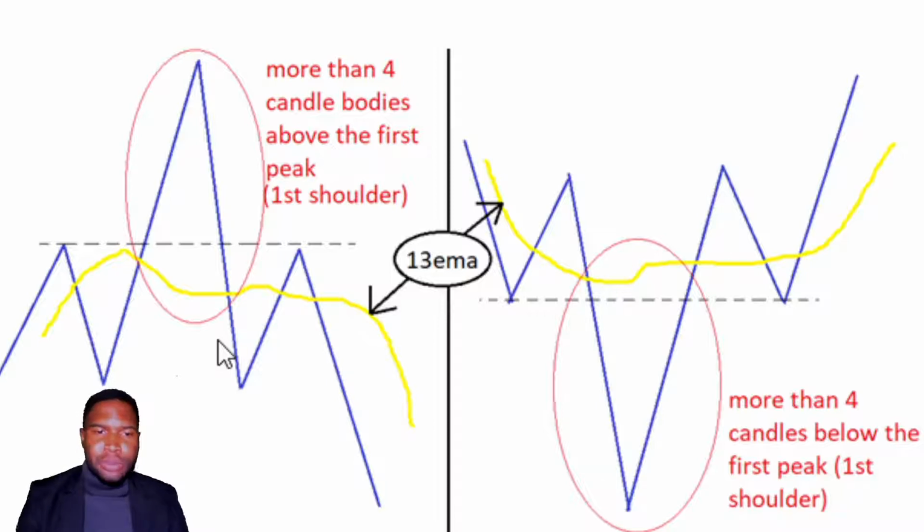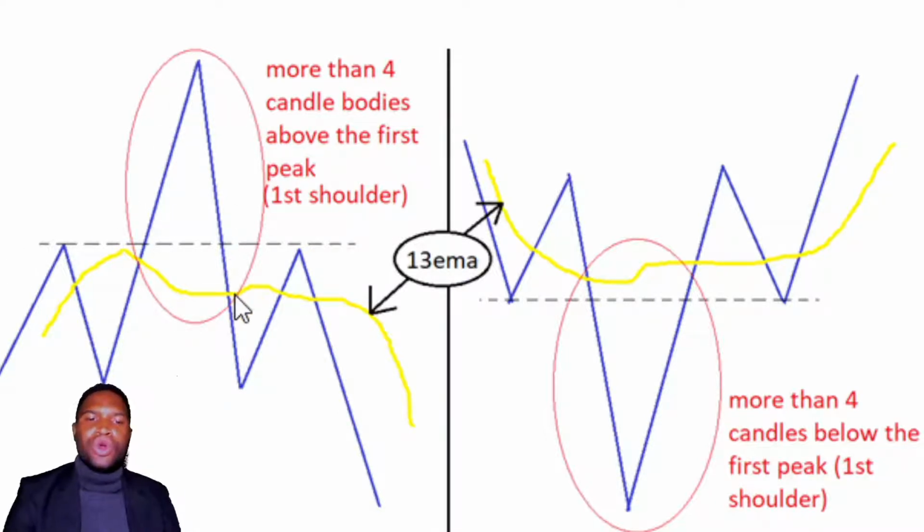Remember, we said a double top pattern is good when the second peak is slightly above the first. So if you are expecting a double top pattern to present, but instead you get more than 4 candles right here, then you know that it's no longer a double top pattern, but we are now expecting a head and shoulders pattern. So price will come back to close below the 13 EMA. You ignore this, you wait again for the second shoulder to present, and then you have your head and shoulders pattern.